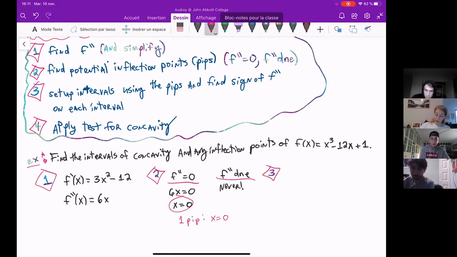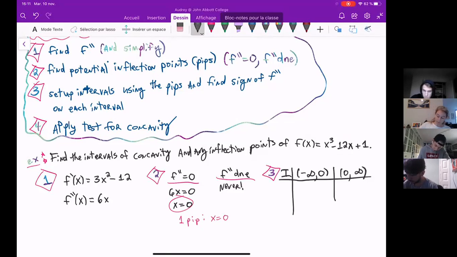And it's going to look really familiar. We're going to have I for interval. And we use that 0 to separate the interval negative infinity to infinity. So I have negative infinity to 0, and then I have 0 to infinity. And so then that's my test value. And then this is the main difference. Instead of having f prime there, I have f double prime.